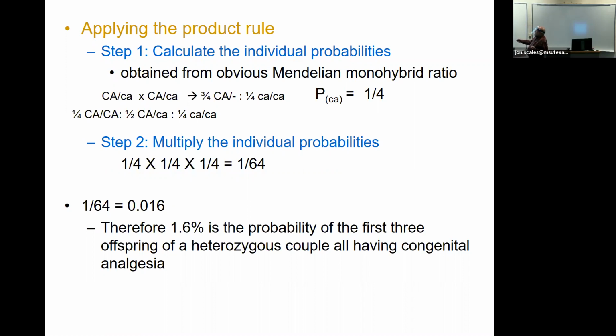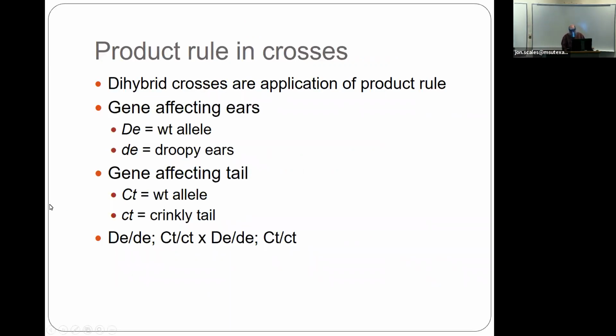Well, 3/4 of the time they won't have it, right? So 3/4 times 3/4 times 3/4. That's 27/64, I think, right? That's the probability that none of the 3 would have it. So the probability that at least 1 would have it is 1 minus 27/64. So we'll get more into the binomial expansion in a minute.